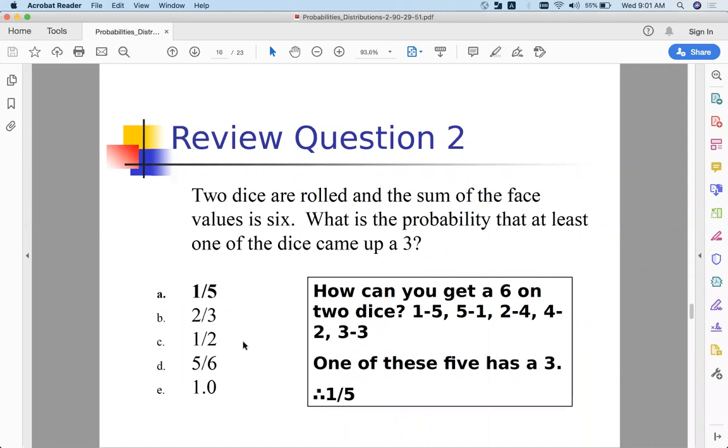So whoever told 12, why did you tell 12? Sample space? I told the total sample space. No, that is not what they're asking, right? So they're asking 2 dice are rolled. If they stop there, then yes. But they're asking 2 dice are rolled and the sum of face values is 6. Right? So this is the first sentence you have to consider. What is the probability that at least one of the dice came up 3?